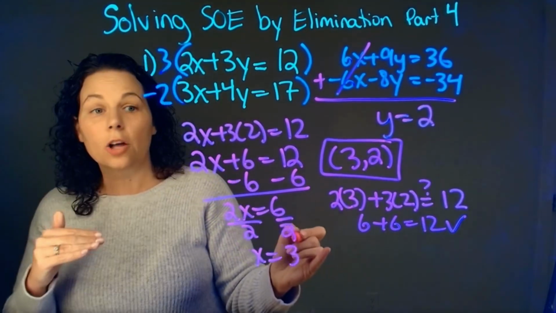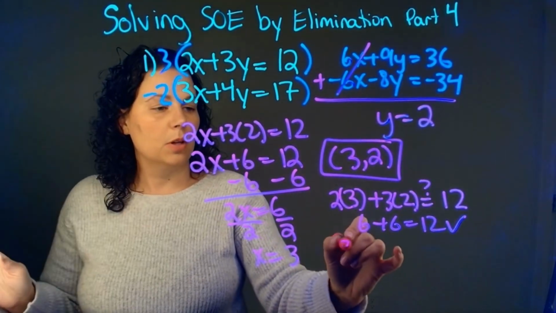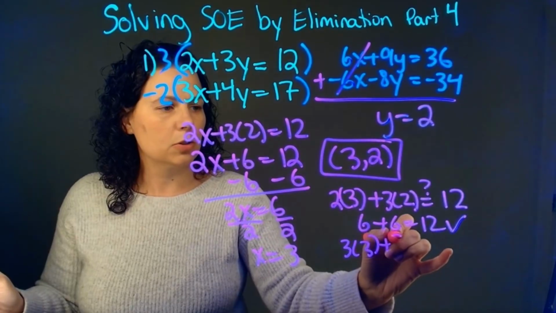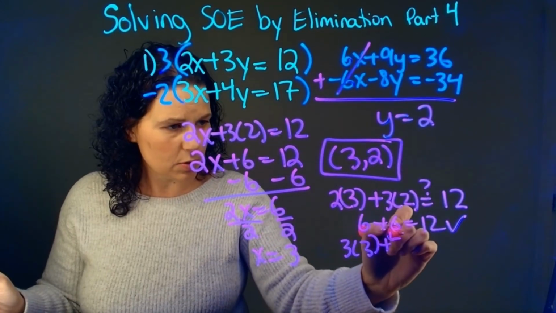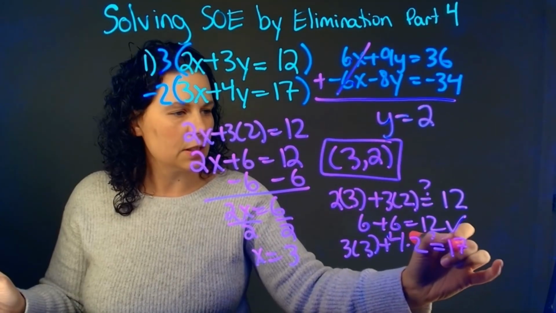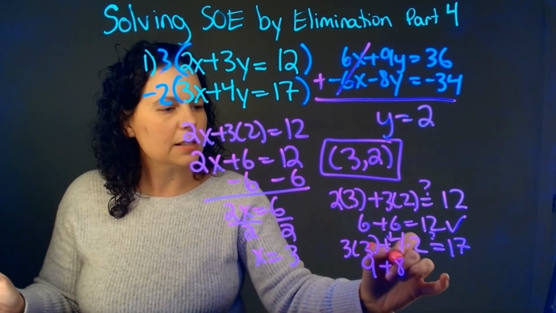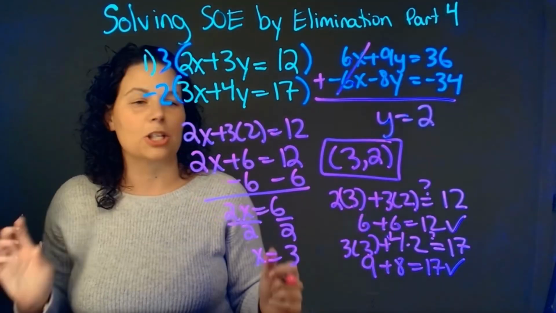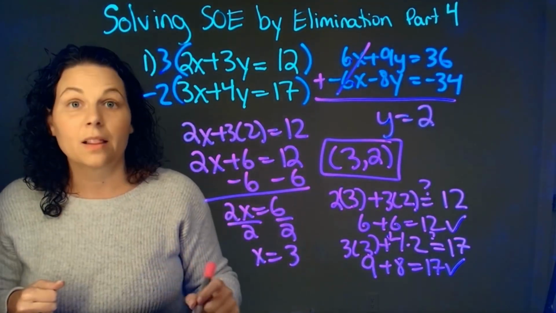Check. The other equation, it has to work in both. 3 times 3 plus 4 times 2. Does that equal 17? 9 plus 8 does equal 17. So yes, I checked it. I know I'm good. Let's try another.